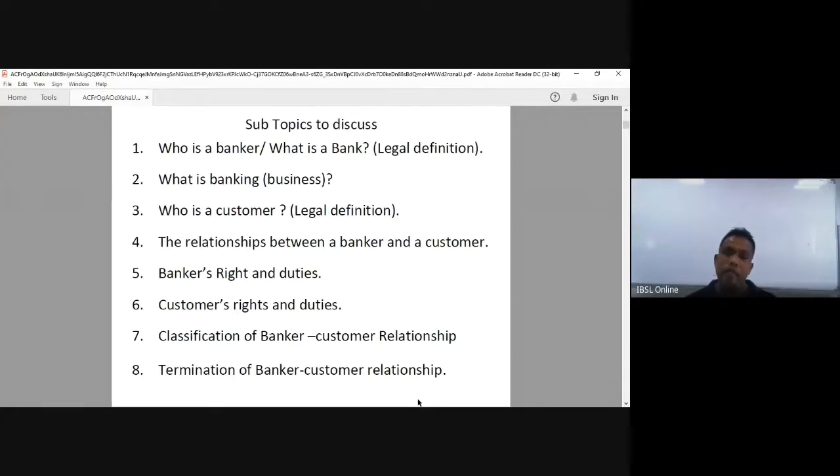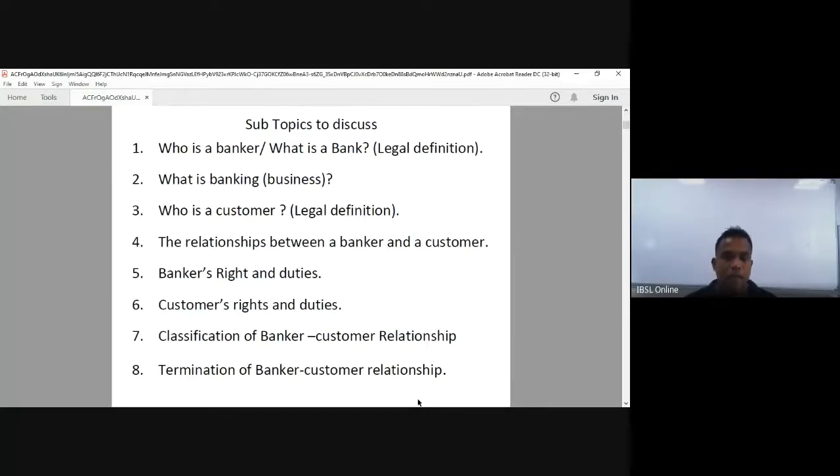what are the rights and duties of the banker. From one side we have the bank, so what are the legal rights and duties of the bank. Then after that we are going to discuss what are the legal rights and duties under this banker customer relationship of customers. So that is number 6.